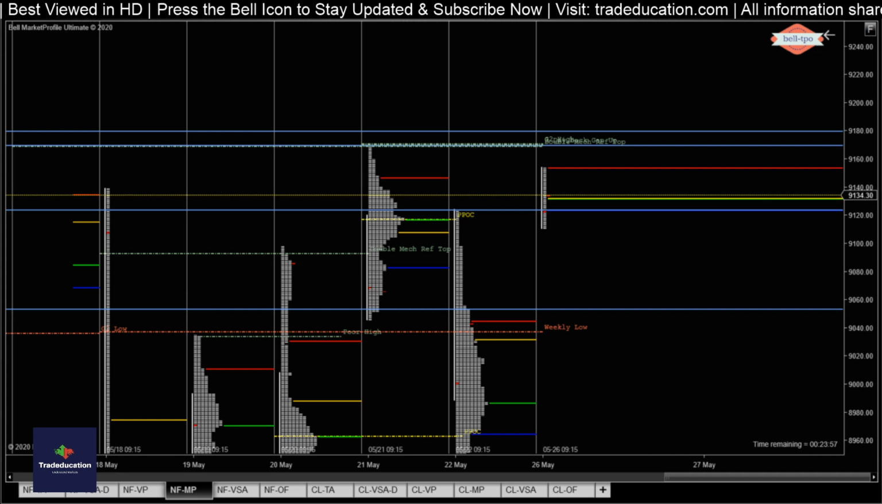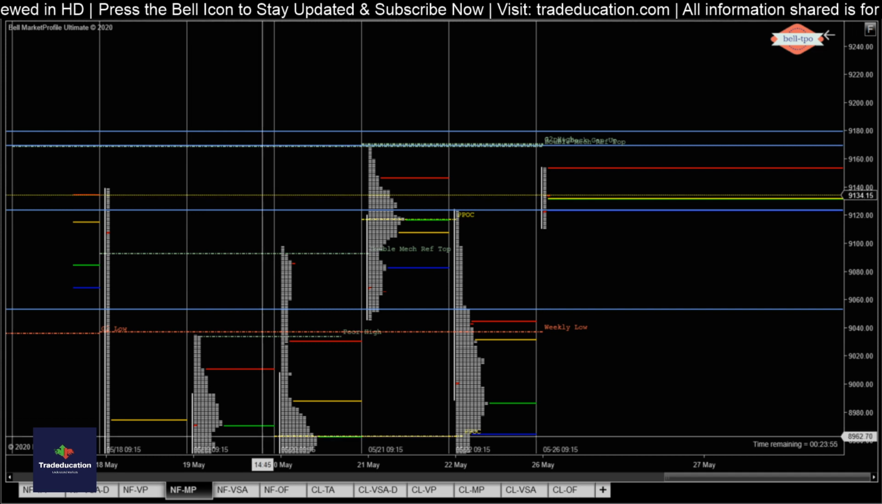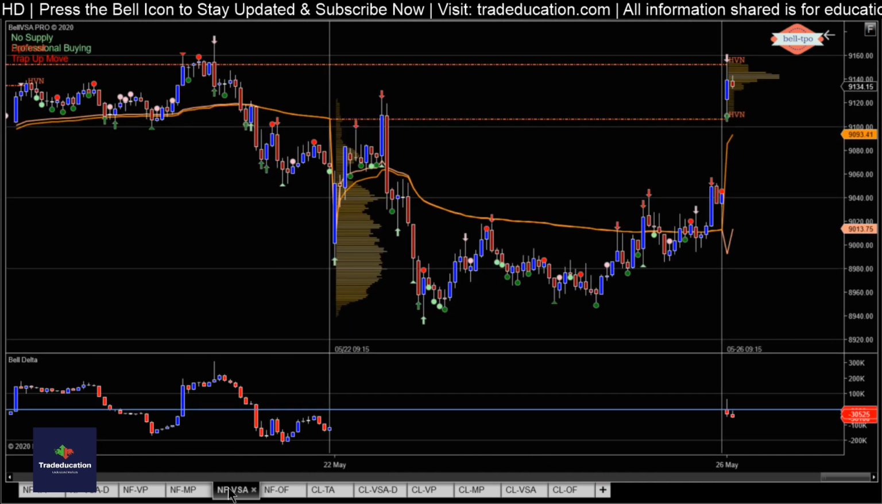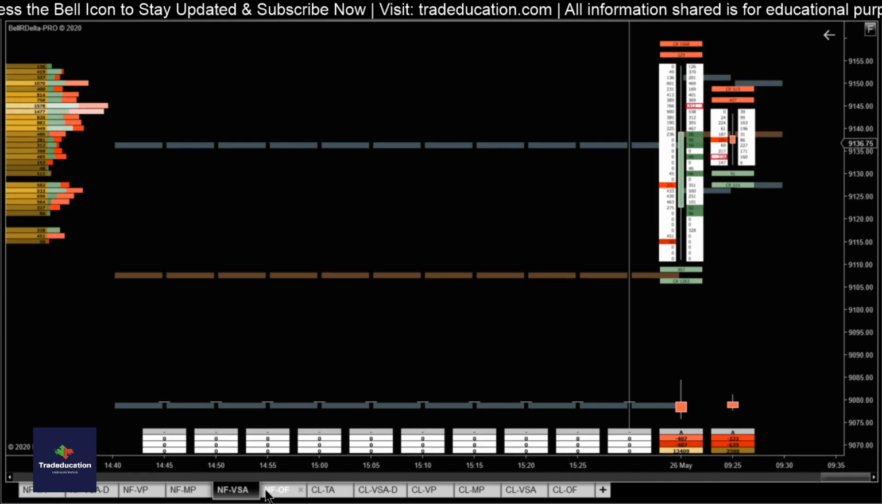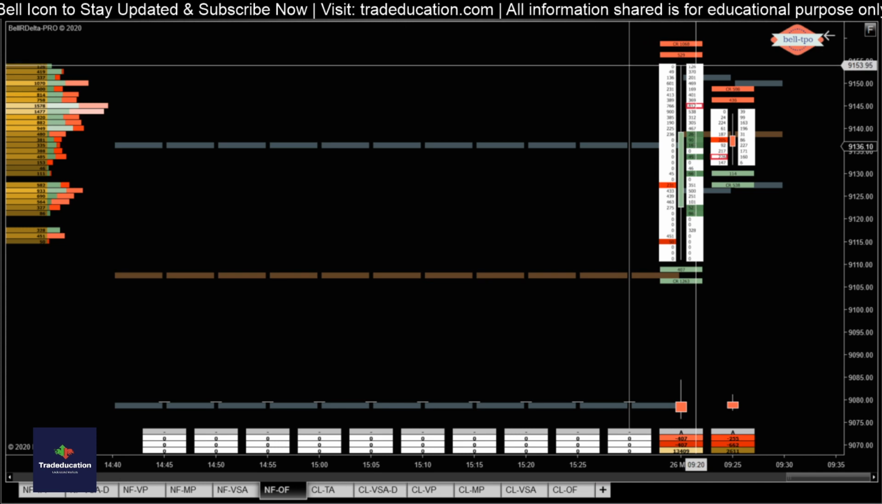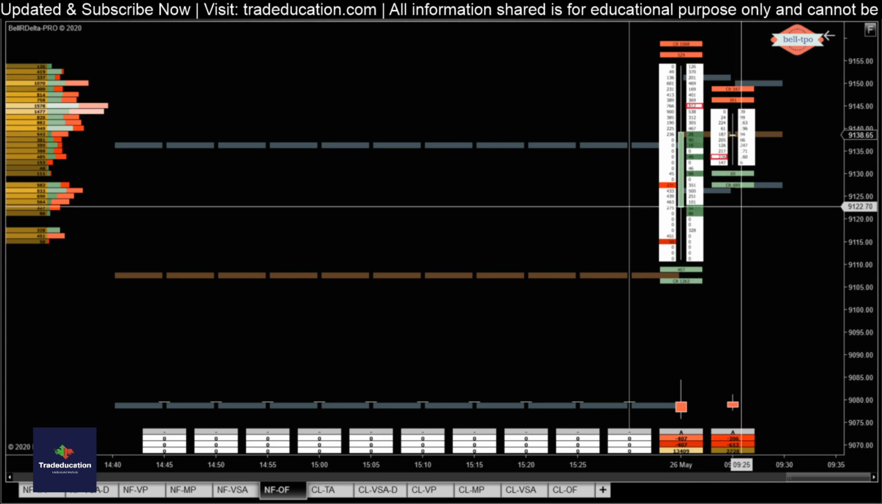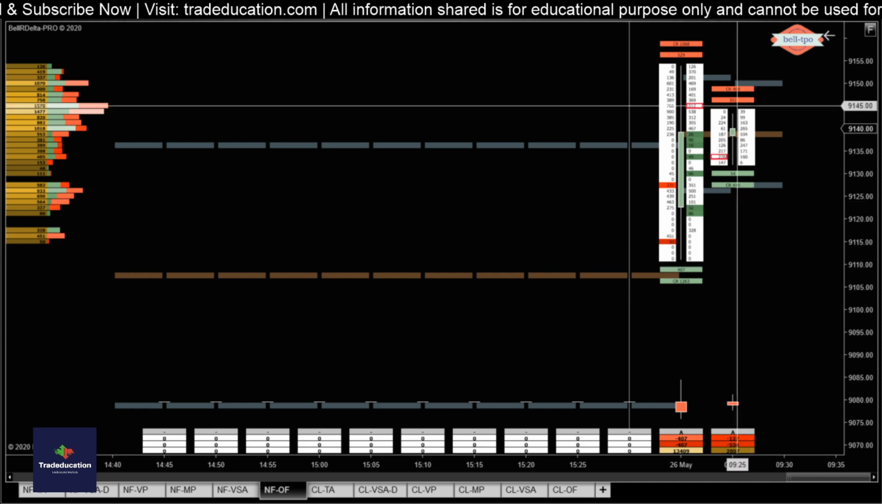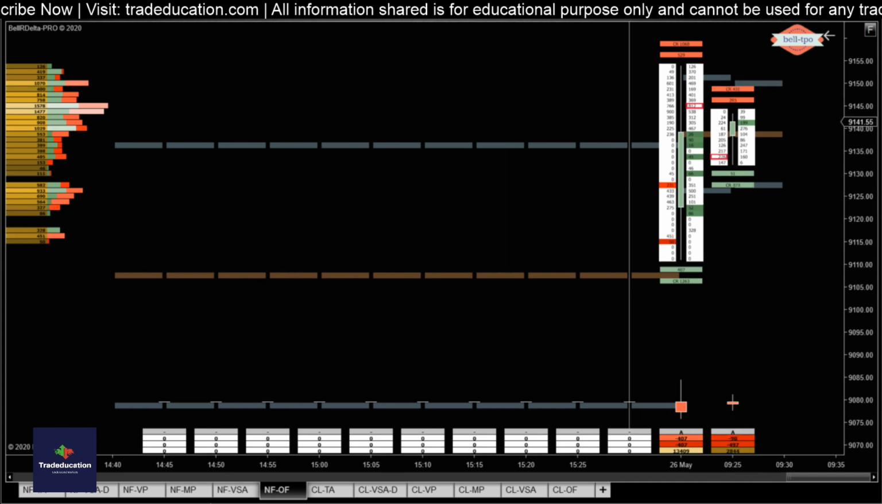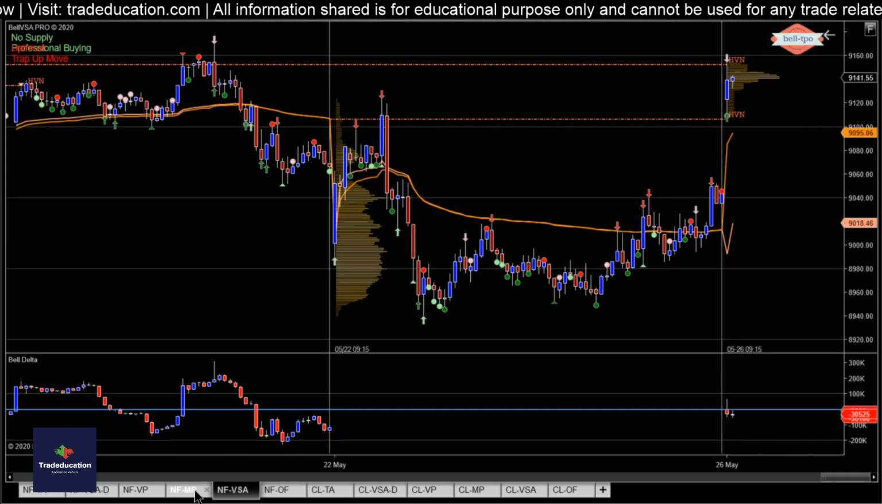So sellers are stepping in now. Now I'll focus on whether the auction tags the first 5 minute high or the first 5 minute low. Okay, and now the auction is trailing around the VWAP levels.